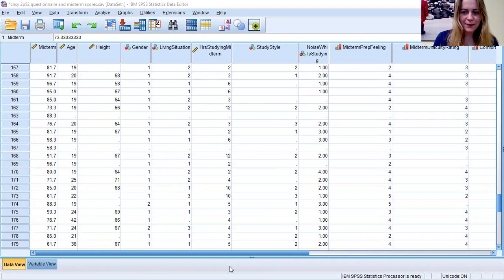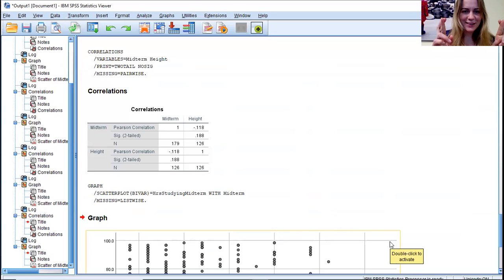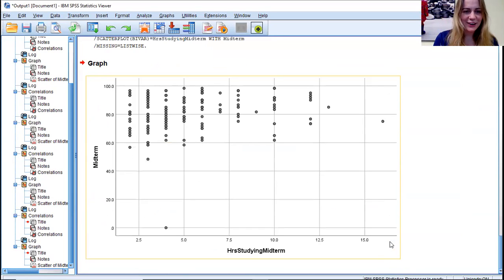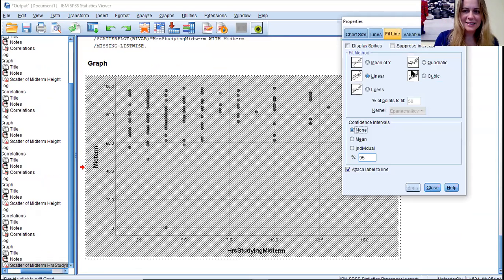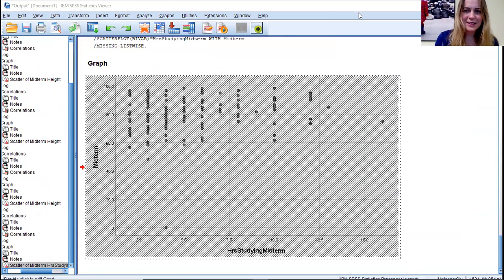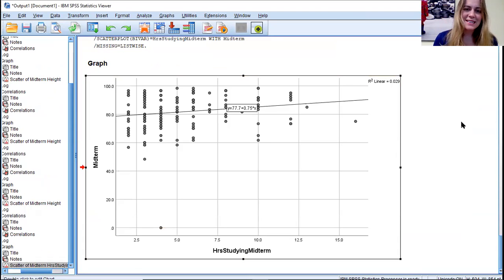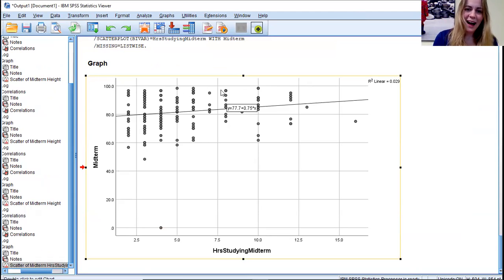And here we go. Okay, so hopefully this works, and hopefully you can see a graph here. And we've got midterm scores on this axis. We've got the hours spent studying for the midterm here. If we double click on it and click on here, SPSS does this nice thing for us and plots a line. So we can look and see what the relationship is. So you'll notice, first of all, that most people scored pretty high on the midterm, and most people studied for, you know, around 5, 6, 7 hours.